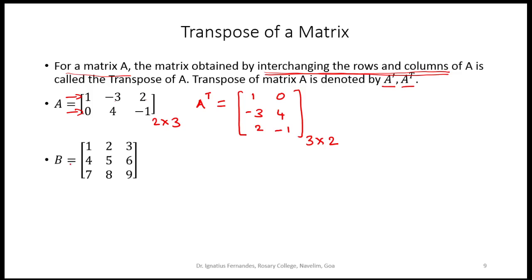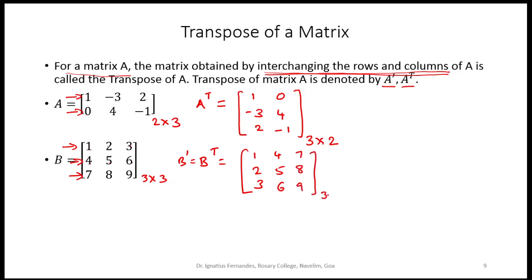Suppose you consider this matrix B. Now this is a 3 by 3 matrix. If I want to write down B transpose or B dash, then I have to interchange rows and columns. The first row becomes the first column, so 1, 2, 3 goes into the column. Then 4, 5, 6, the second row, goes like this. And then 7, 8, 9, that row becomes a column here. Of course, here the rows and columns are the same, so this will again be a 3 by 3 matrix. So this is the transpose of the matrix B.